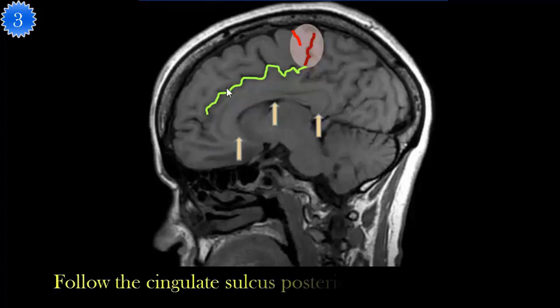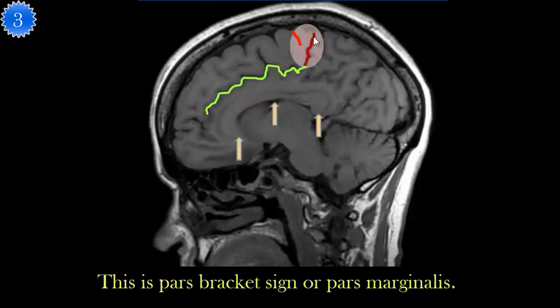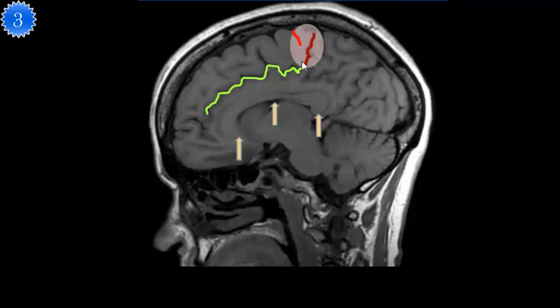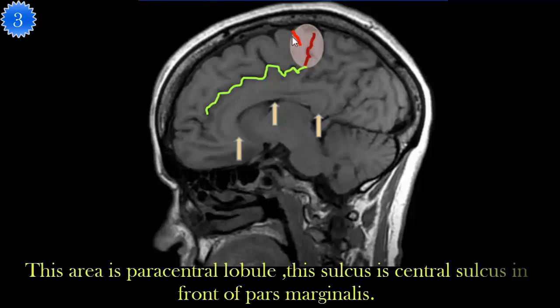Follow the cingulate sulcus posteriorly and superiorly. This is the Pars marginalis. This area is the paracentral lobule. This sulcus is the central sulcus, in front of the Pars marginalis.